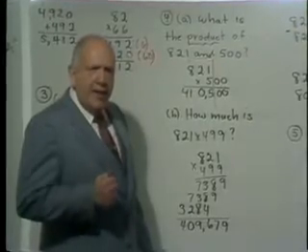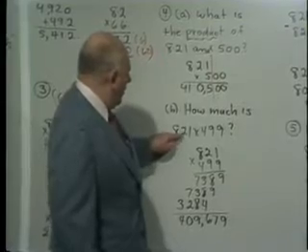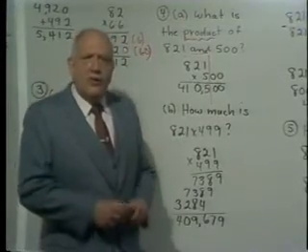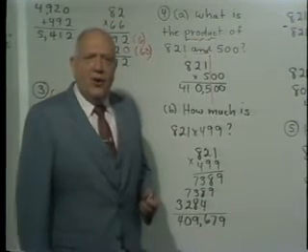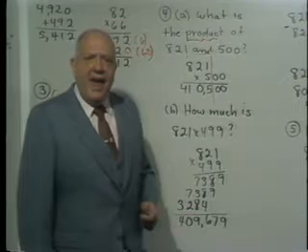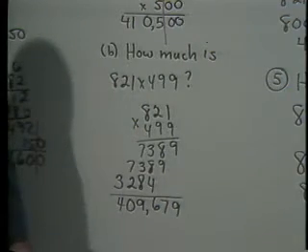Part B is a slightly trickier one. Part B says, how much is 821 times 499? And you say to me, well, what's so tricky about that? I'm just looking for the 499th multiple of 821. And can I find that? Sure. It's just 821 times 499.